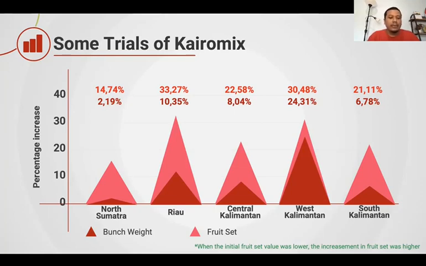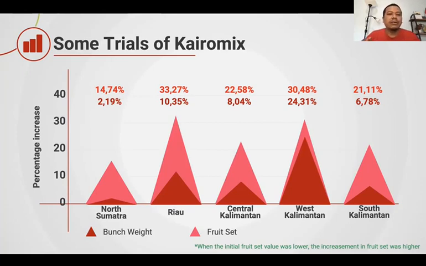When the initial fruit set value was lower, the increase in fruit set was higher. In North Sumatra, the fruit set is relatively high, so the percentage increase is relatively low. On the other hand, in other areas where the initial oil palm fruit set is quite low, below 20% maybe, the increase in fruit set can reach more than 30%.